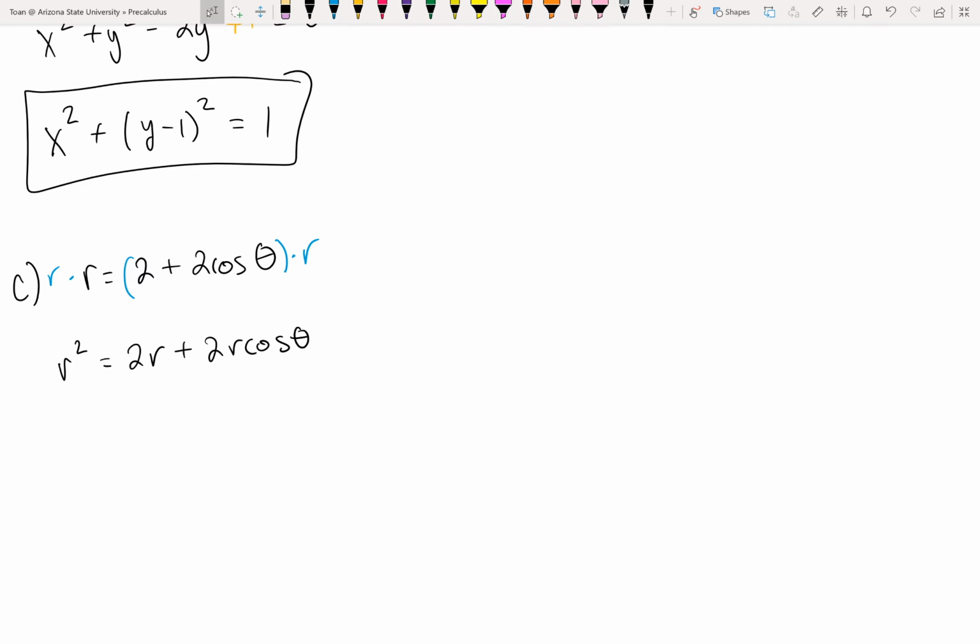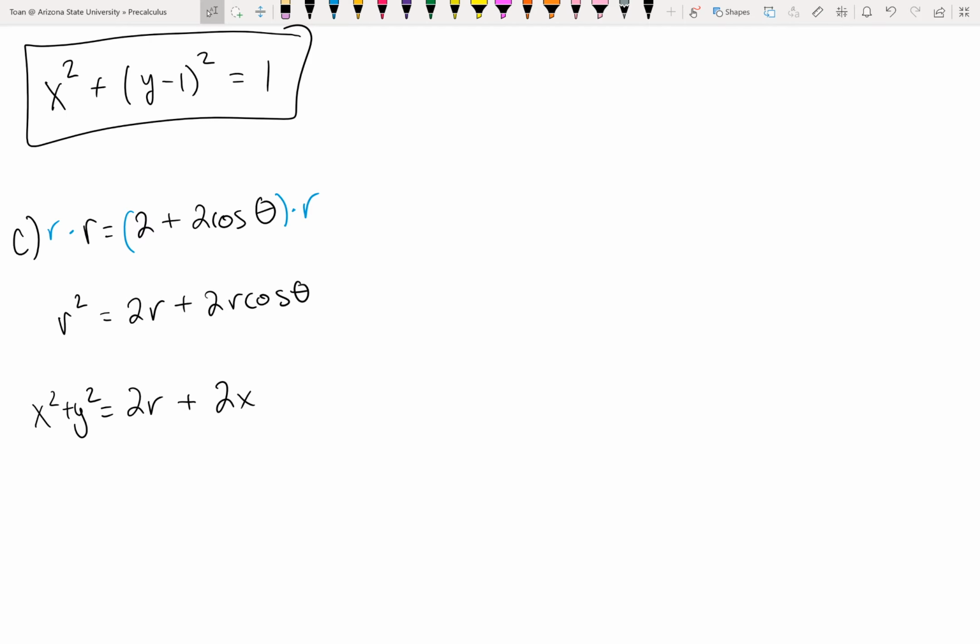So the r squared on the left, well, that's easy to handle. That's x squared plus y squared. But 2 times r is nothing. It's not a special substitution, so I have to keep writing it as 2r. And of course, our cosine is simply x. So here's our problem. I'm still not in rectangular form because we have some polar parts. Remember, r's and thetas are polar parts. So how do I get rid of them?